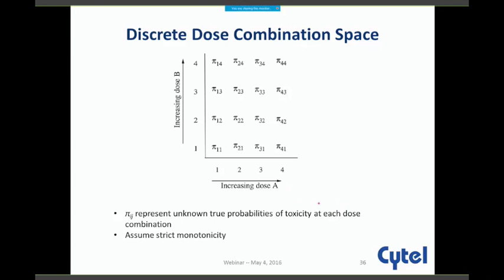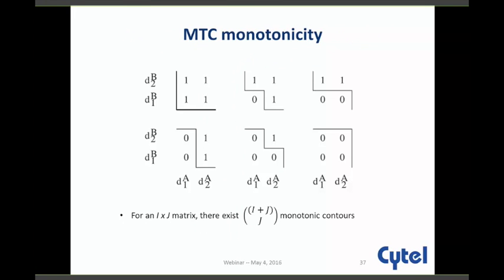And once again, we will assume monotonicity. So this unknown probability of toxicity will be increasing going from left to right on the x-axis, and also going from bottom to top on the y-axis. And also this probability of toxicity will increase while you're going diagonally. So as an example, when each agent just has 2 dose levels, then there are only 6 such monotonic contour choices. These are the only choices that you see here on the screen.